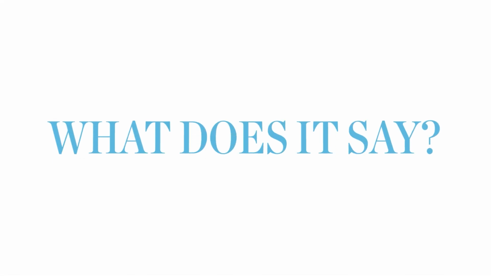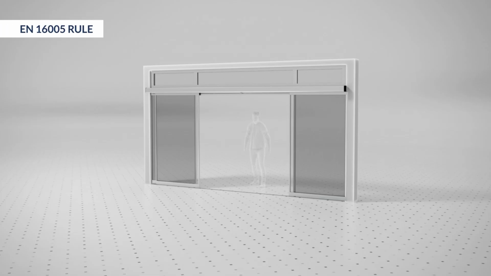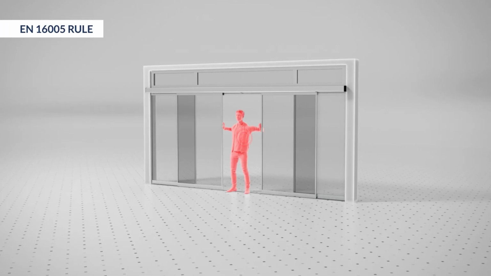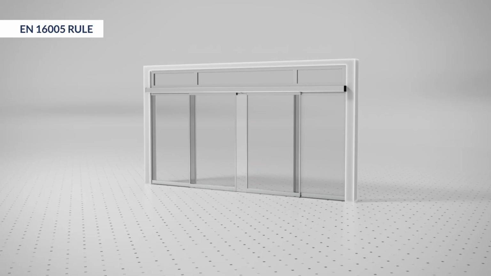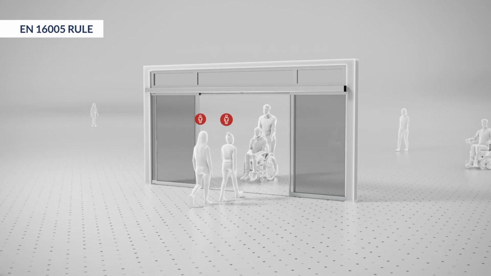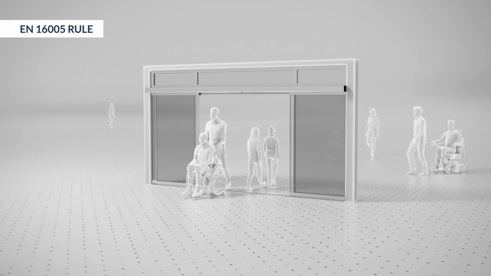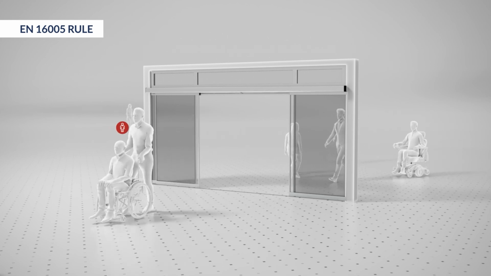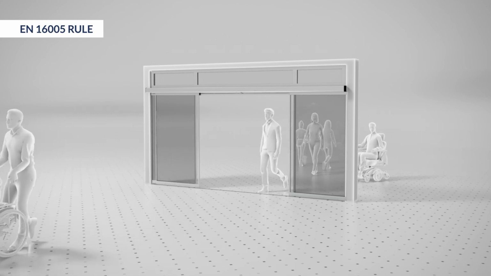Secondly, what does it say? Any dangerous contact of the door set with the user shall be prevented. In building environments where users may include elderly, infirm, disabled persons or young children, any contact with the automatic door is unacceptable, regardless of the door type.